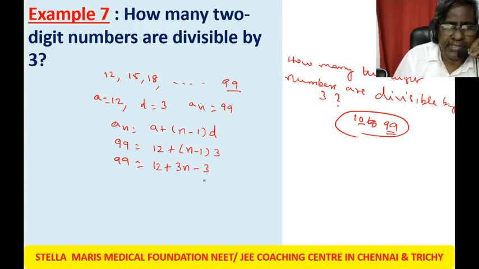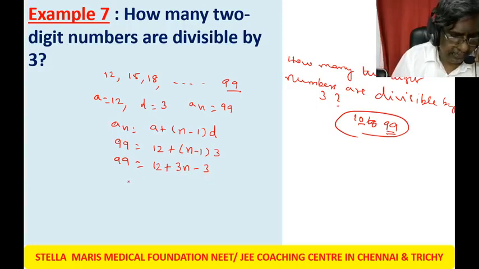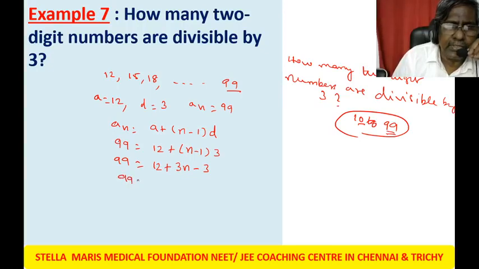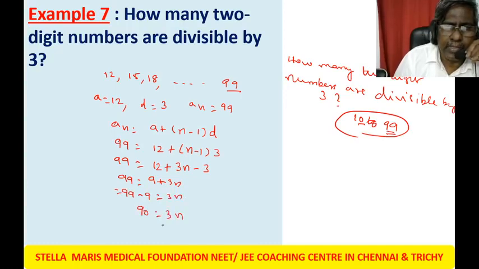So 99 is equal to 12 plus 3n minus 3. Then 12 minus 3 is 9, so 99 is equal to 9 plus 3n. Then we take this 9 to that side. So 99 minus 9 is equal to 3n, or 90 is equal to 3n, or n is equal to 90 by 3. That gives you 30.